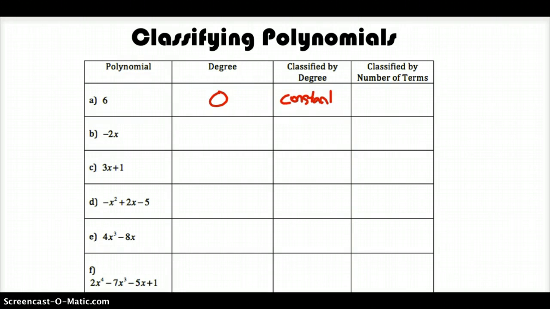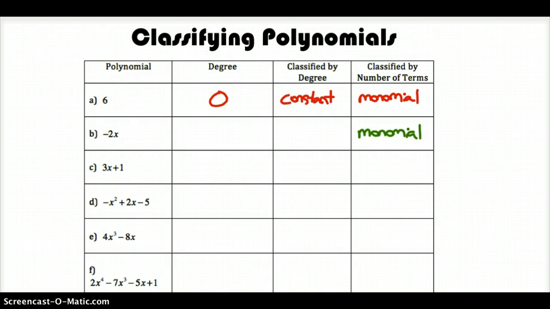Again, it's sort of like y equals mx plus b. That b is that constant term. And if we were to classify this by the number of terms, that's just 1, so this is considered a monomial. Looking at the next one, part B, we've got negative 2x. Well, that's only 1 term, so I'm going to go over and call this a monomial again.